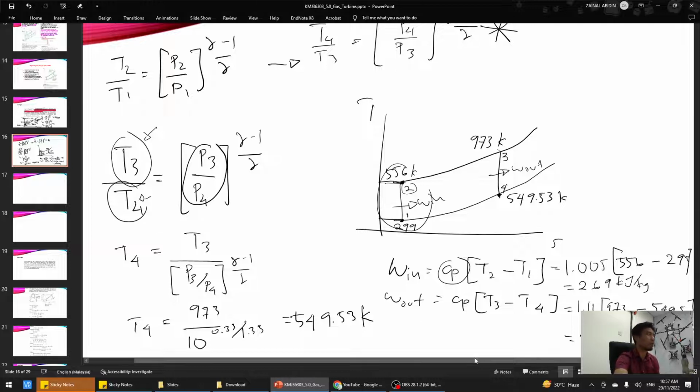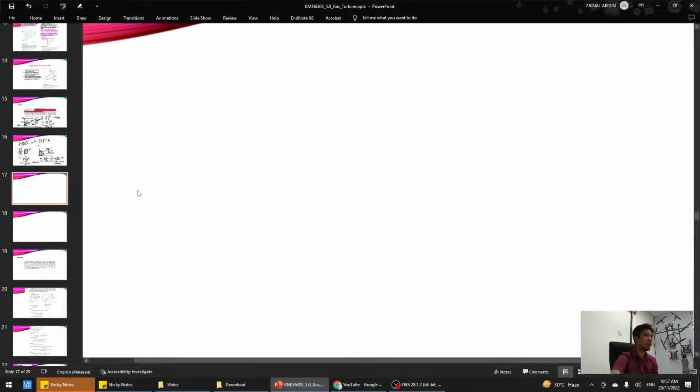To get work net, subtract work in from work out. So work net equals work out minus work in, approximately 470 minus 269.